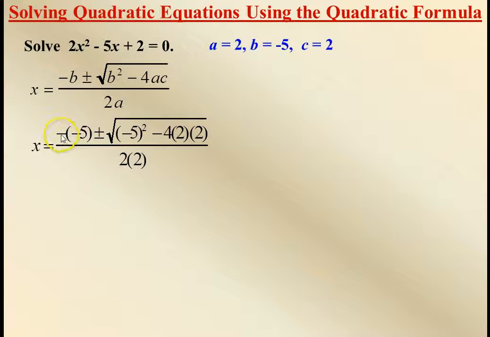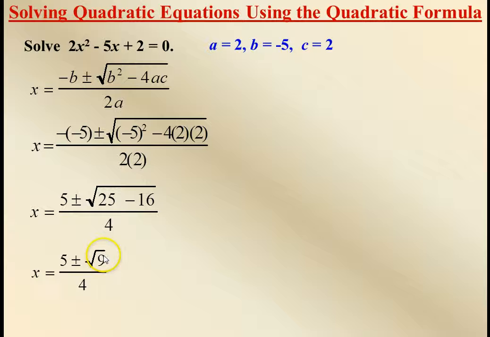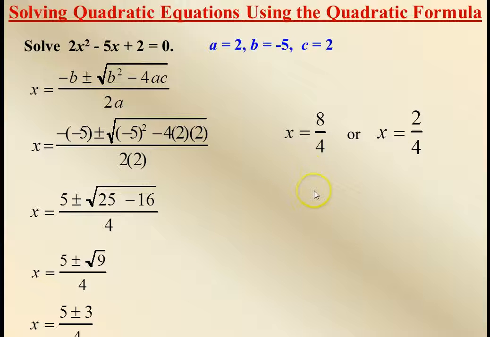Let's simplify this. Minus negative 5 is just 5. Negative 5 squared is 25. Minus 4 times 2 times 2 is minus 16, all over 4. 25 minus 16 is 9. I'm going to take the square root of 9. That is 3. So I've got x equals 5 plus or minus 3 all over 4. And now I've got two solutions. 5 plus 3 over 4, which is 8 over 4. Or 5 minus 3 over 4, which is 2 over 4. And simplify these. 8 over 4 is 2. 2 over 4 is a half. So those are our solutions to this quadratic equation using the quadratic formula.